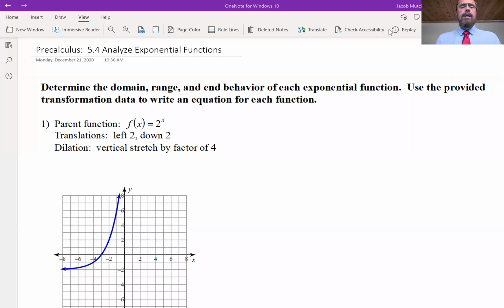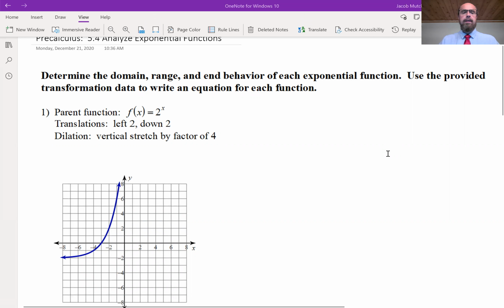Welcome to Pre-Calculus. Today we will investigate analyzing exponential functions. We'll take a look at two examples. Our first example is this function for which we've got a graph and some information about how it would be formed from a parent function.